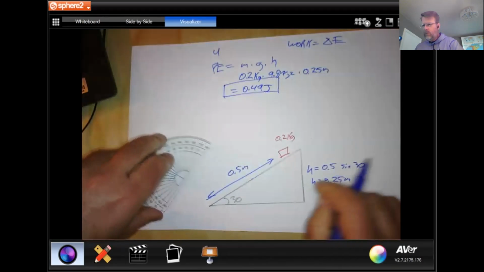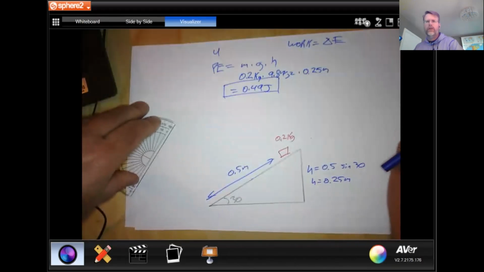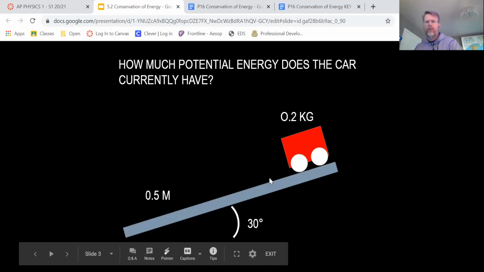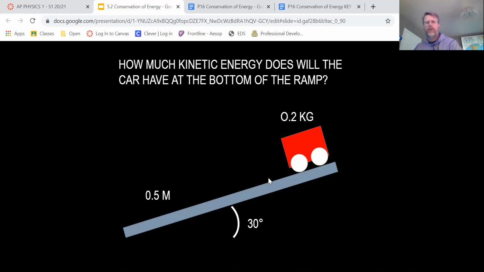Okay, which means our next question is going to be even easier because now we can start applying this. So if the question is, how much kinetic energy does the cart have at the bottom of the ramp, then we can look and see this. Okay, and we don't really have to do any math.